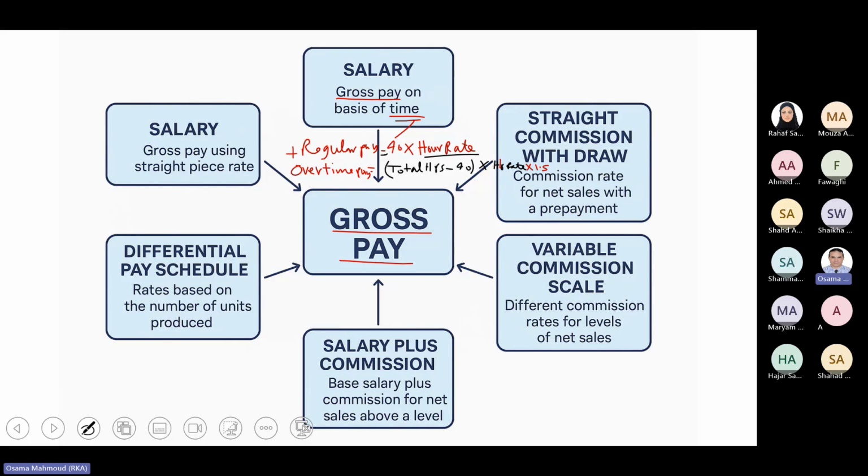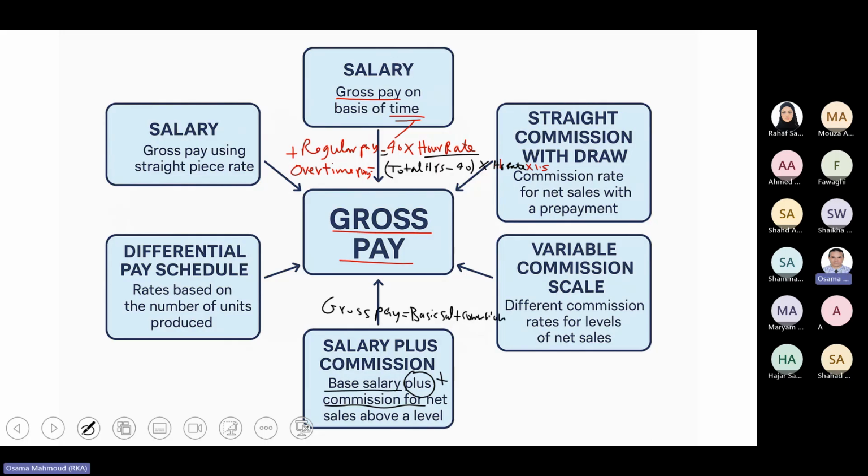Some people are not working depending on the time. They have a basic salary plus commission. So the gross pay in this case is equal to the basic salary plus the commission.